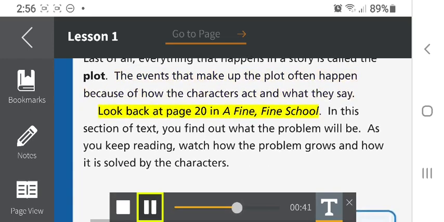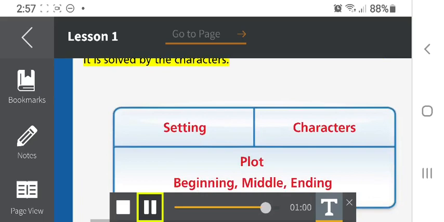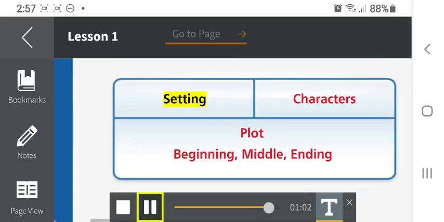Look back at page 20 in A Fine, Fine School. In this section of text, you find out what the problem will be. As you keep reading, watch how the problem grows and how it is solved by the characters. Setting. Characters. Plot. Beginning, middle, ending.